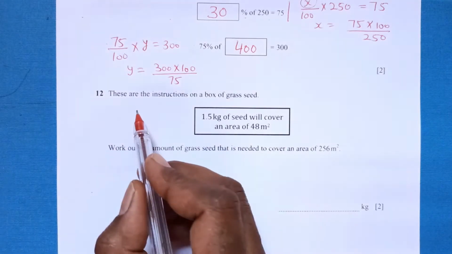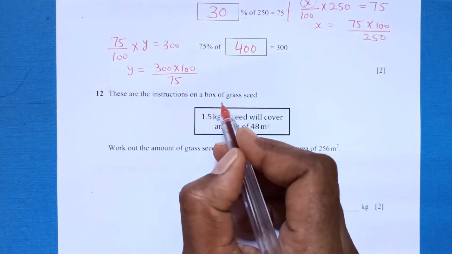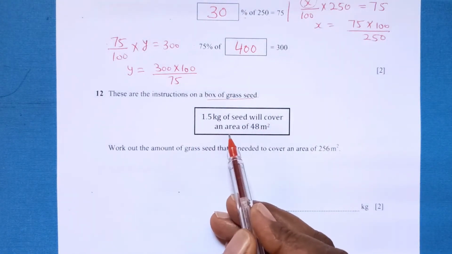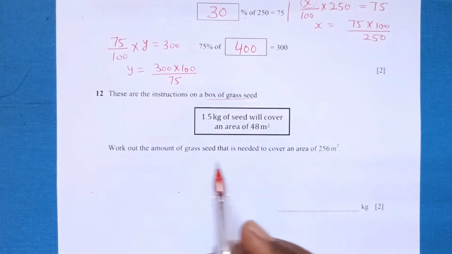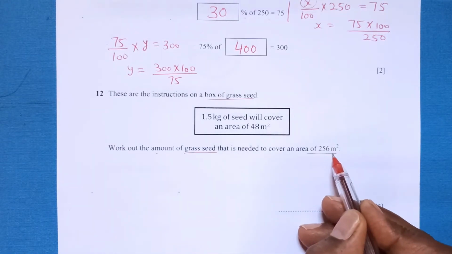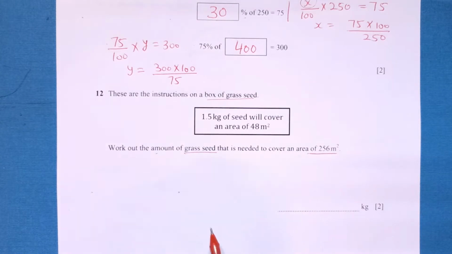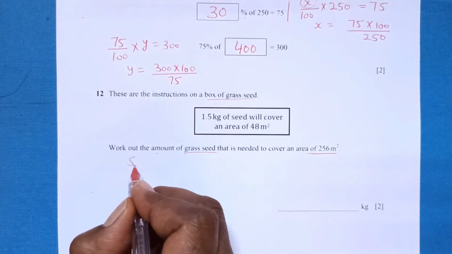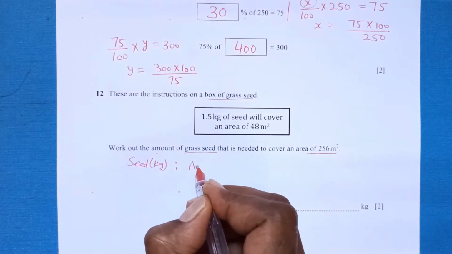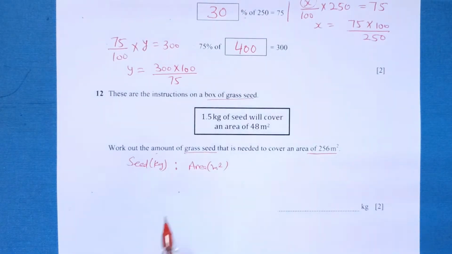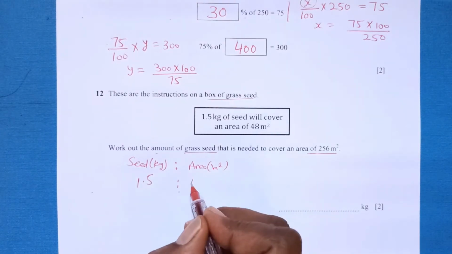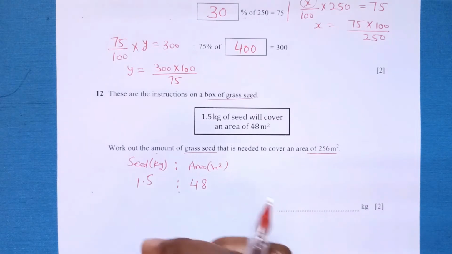Question number 12. These are instructions on a box of grass seeds. The instructions are here. 1.5 kilograms of seed will cover an area of 48 meters squared. So work out the amount of grass seed needed to cover an area of 256 meters squared. As you can see in the instructions, we are given seeds in kilograms versus area in meters squared. So 1.5 kg of seeds will cover an area of 48 meters squared.